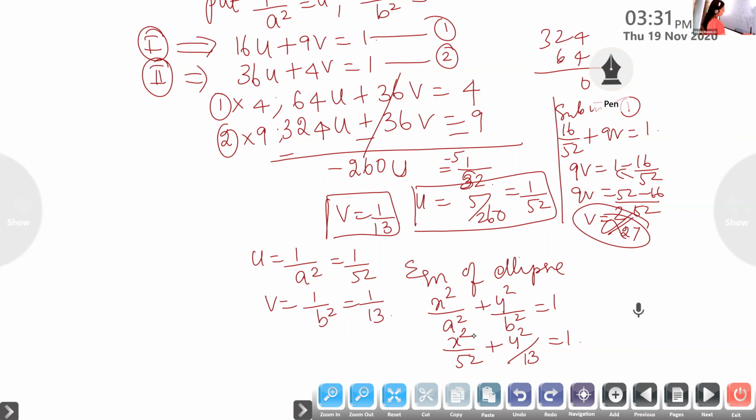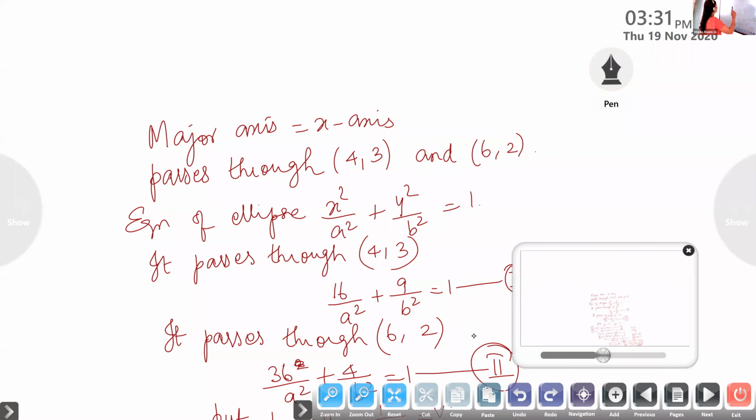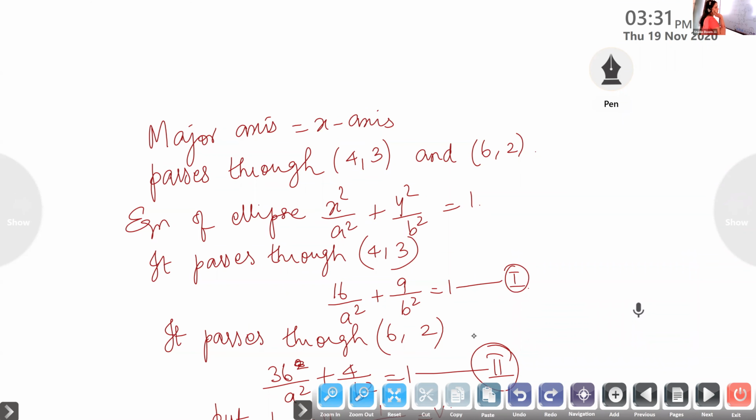Okay, listen children, once again I'll explain this. It's a different one. So what is given? The major axis is given as x-axis and the ellipse passes through the points (4, 3) and (6, 2). So if the major axis is x-axis, the equation of the ellipse is x square by A square plus y square by B square is 1, where A and B are the unknowns. We want to find this A and B.